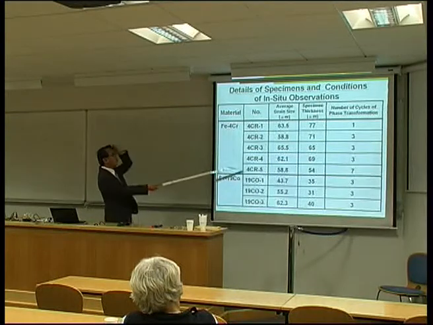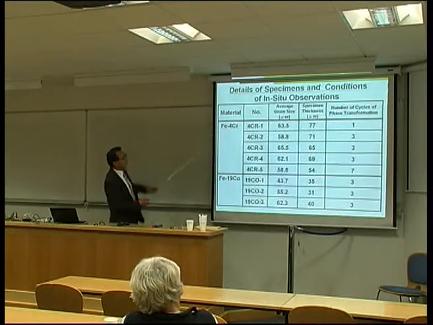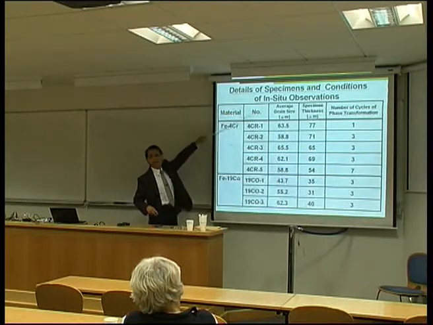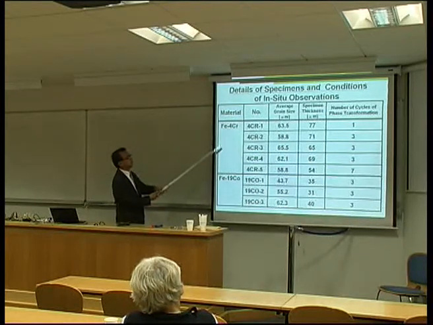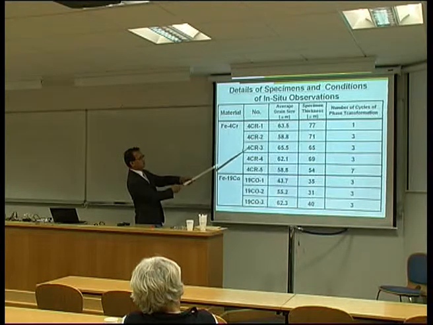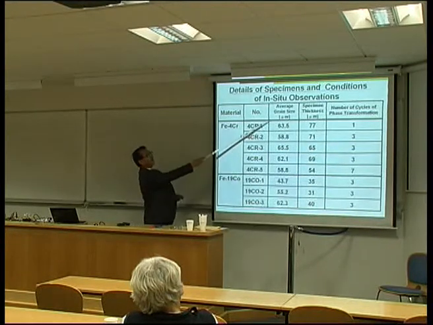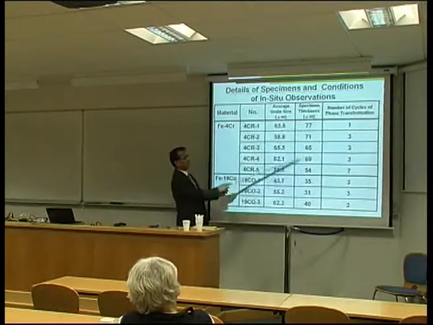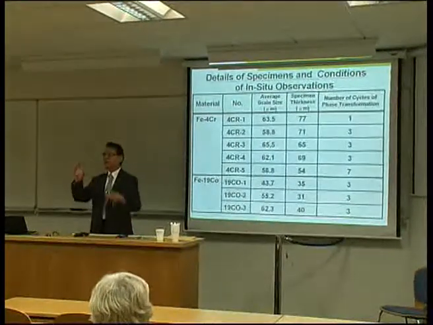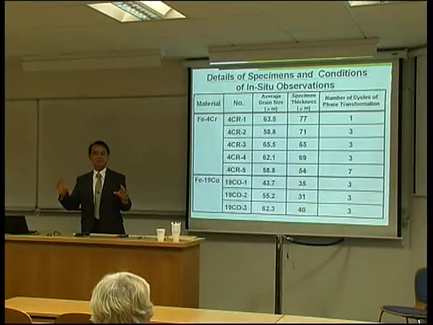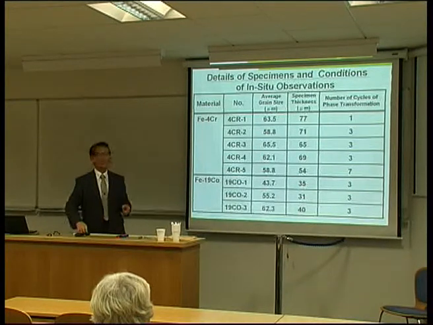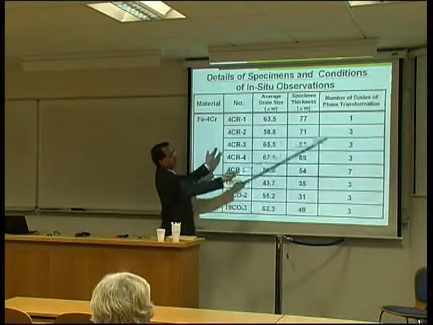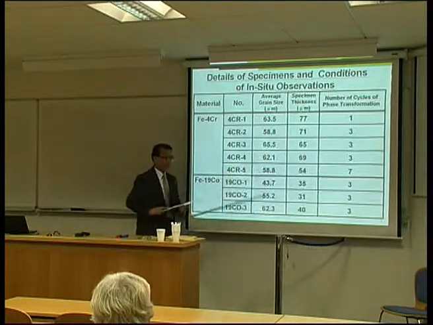Actually, we studied not only iron-chromium but iron-cobalt as well, but today I only mention the results for iron-chromium. We studied five samples, with an average grain size of about 60 microns. This means we prepared an almost two-dimensional polycrystalline sample to simplify the situation. And as I mentioned, we cycle the phase transformation observation.